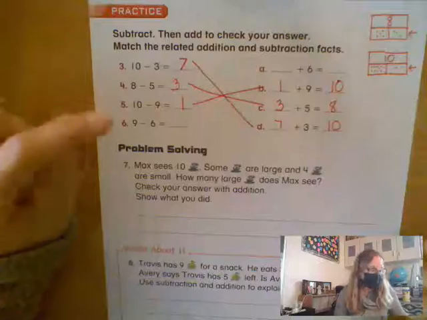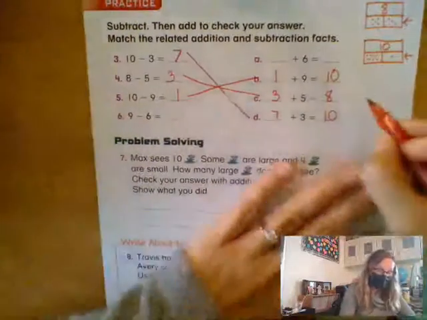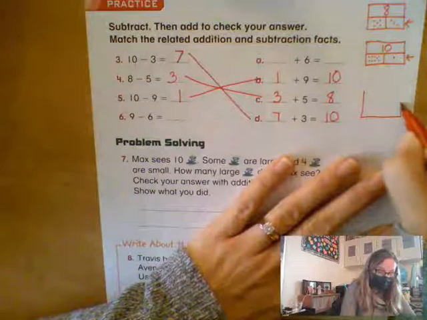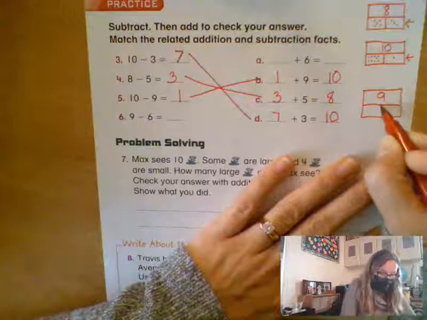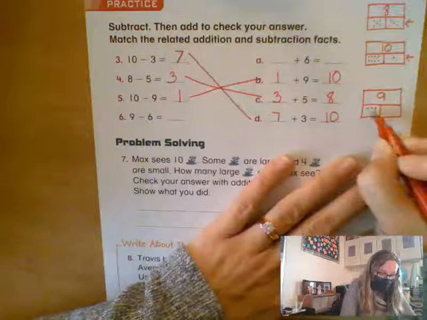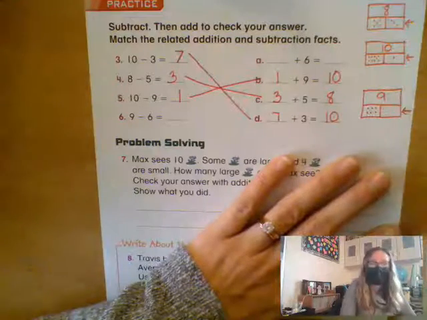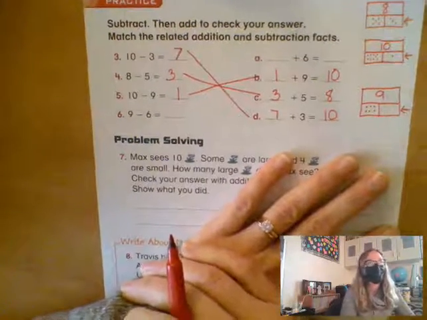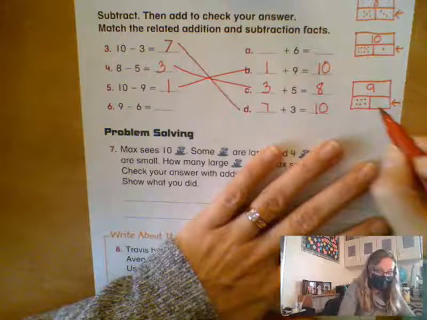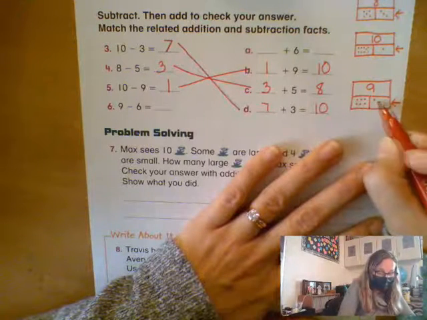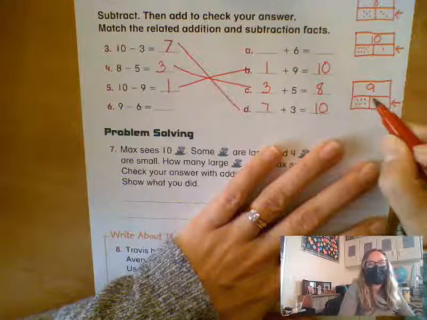Alright, let's take a look at number 6 now. We have 9 take away 6. So let's think about what the addition would be. 9 is my whole, that's my total. And I'm taking away 1, 2, 3, 4, 5, 6. So what would this other part be if I was counting up to 9? Well, I have 6 already, so let's keep going. 7, 8, 9. How many did I add, Victoria?